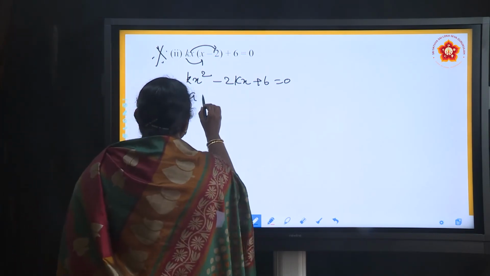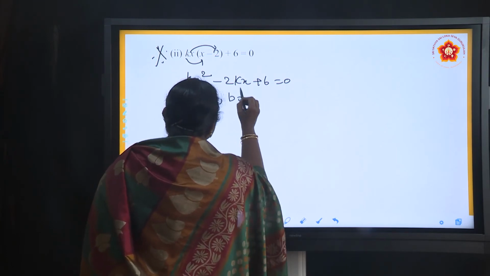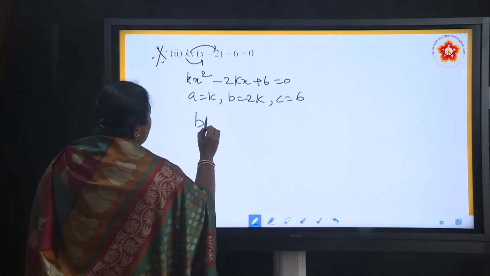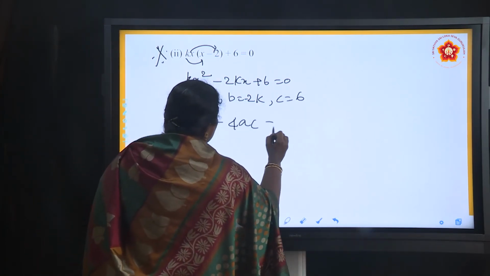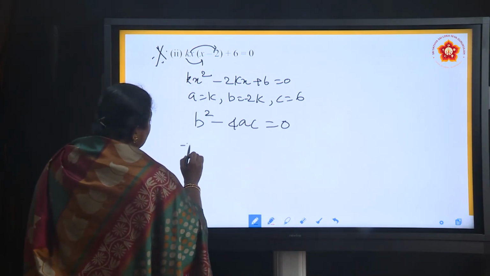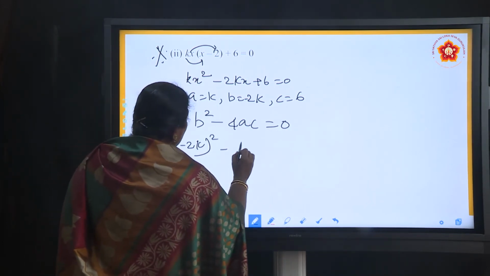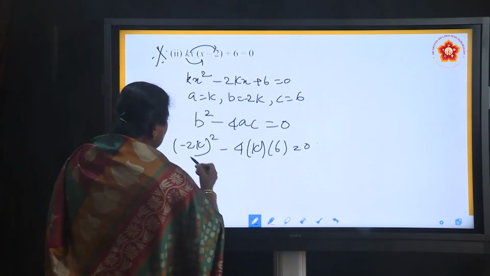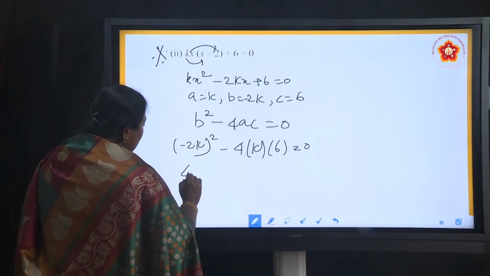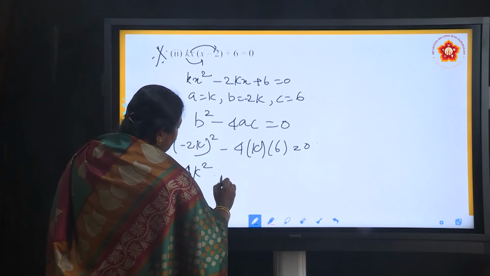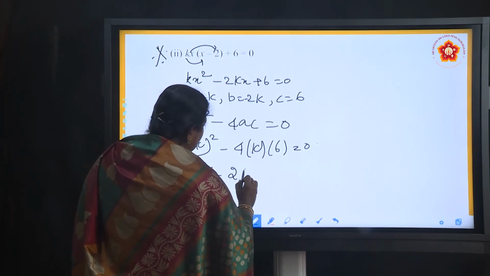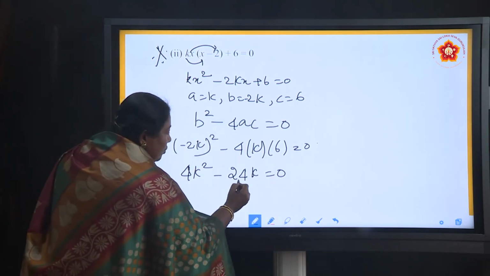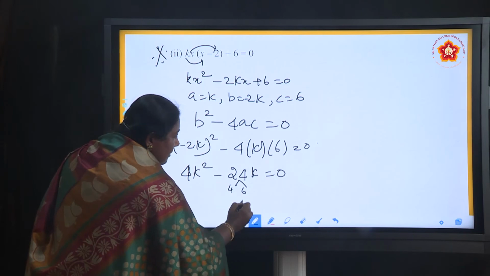What is a here? a is equal to k, b is equal to minus 2k and c is equal to 6. So applying b square minus 4ac is equal to 0: minus 2k the whole square minus 4 into k into 6 is equal to 0. Now minus minus gets cancelled. So it is 4k square minus 4 into 6, 24k equal to 0. Now I can break this 24 as 4 and 6, right?